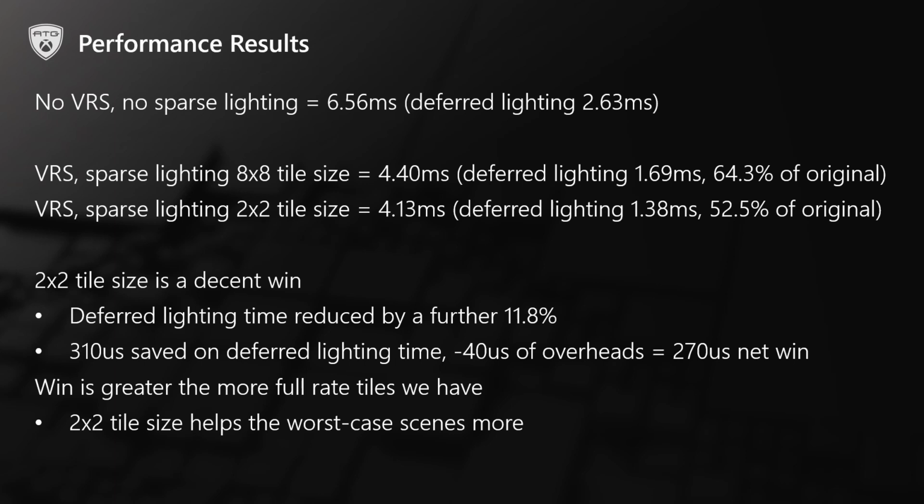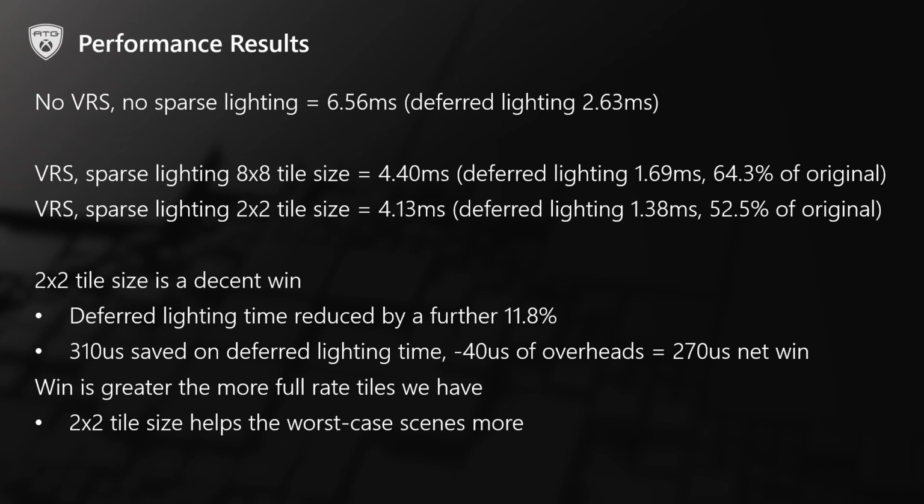However, that's significantly outweighed by the reduction in deferred lighting calculations. So moving from an 8x8 tile size for lighting to a 2x2 tile size, deferred lighting we shaved off another 11.8%, and we had only 40 microseconds of overheads versus 310 microseconds saved. So in real wall clock terms, that's a 270 microsecond win.